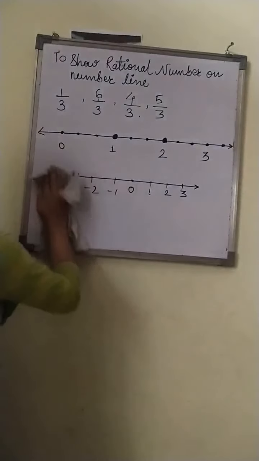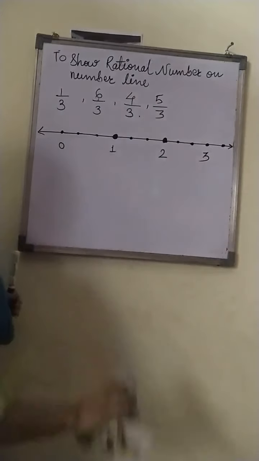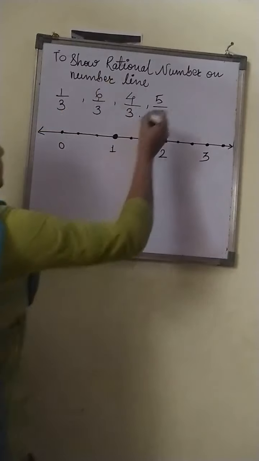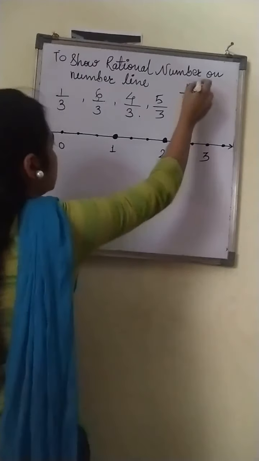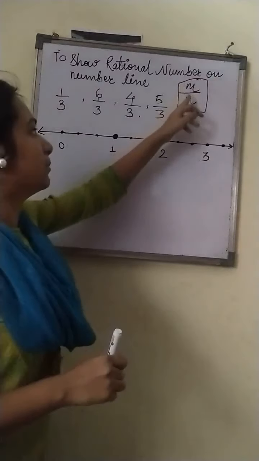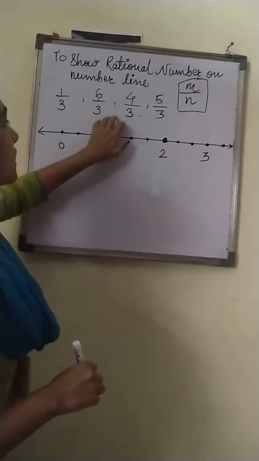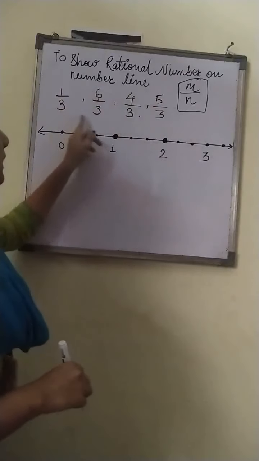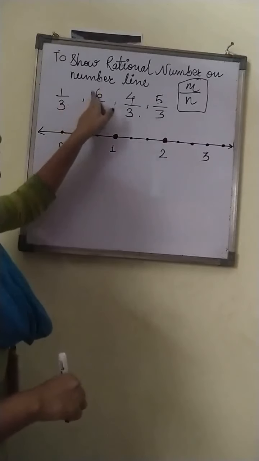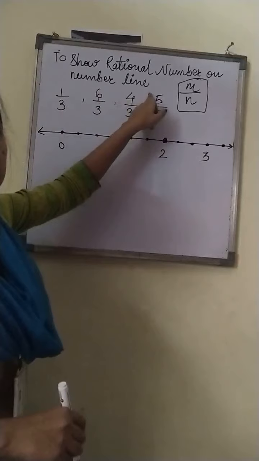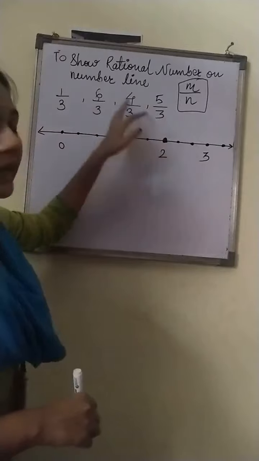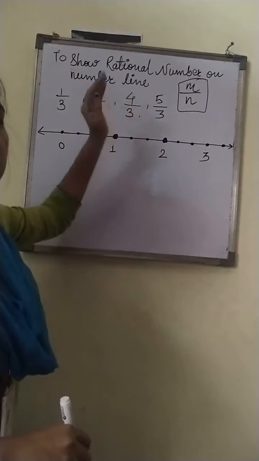Now let's study how we can show a rational number on a number line. You all know that rational numbers are numbers in the form of m by n. Now how can we show these rational numbers on the number line? You will get numbers like this whose denominators are the same. See, 1 by 3, 6 by 3, 4 by 3, 5 by 3. The denominators of all these rational numbers are the same. That's why it is very easy to put these rational numbers on a number line.